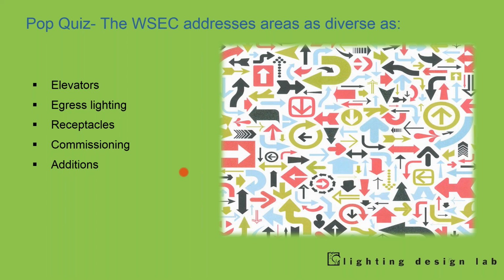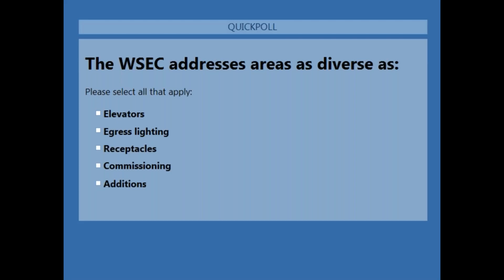The Washington State Energy Code addresses areas as diverse as, and please select all that apply, elevators, egress lighting, receptacles, commissioning areas, and additions. All right. I see it over half voting, and there seems to be a pretty clear trend here.